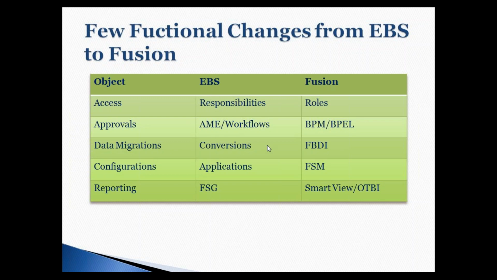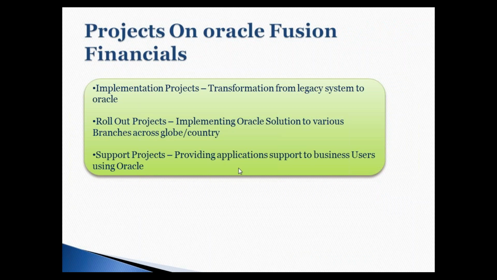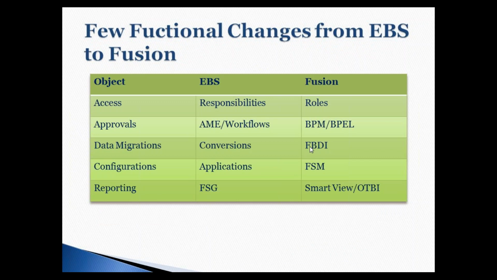Data migrations: in EBS we call these conversions. We make custom conversions, we develop scripts as per the requirement of that implementation, and we upload our data as part of data migrations. But in Fusion we call this file-based data imports. Oracle has provided ready-made Excel interfaces where you can input all the data into the Excels, and by click of a button the data gets uploaded into the applications. It is simple. We don't have to put a lot of effort into data migrations in Fusion, but in EBS we have to put a lot of effort.